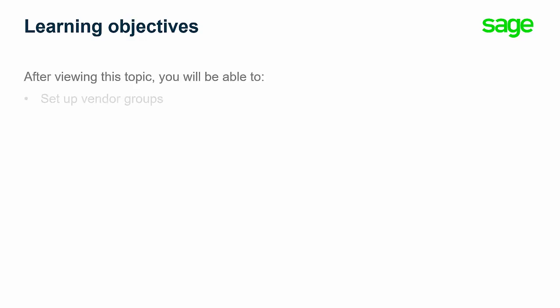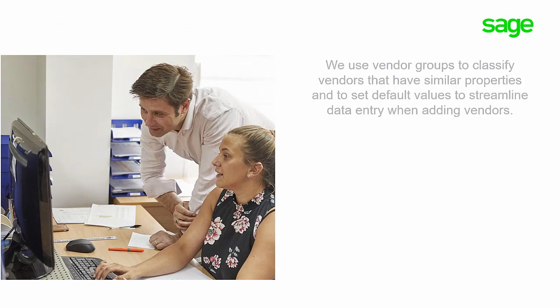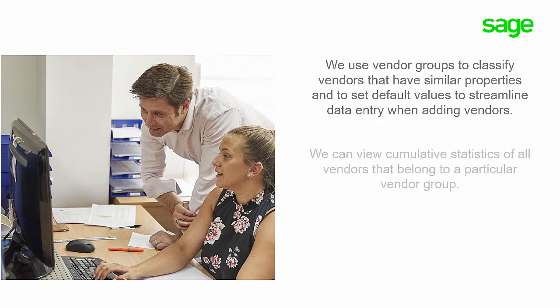Over the next few minutes, we will show you how to set up vendor groups. We use vendor groups to classify vendors that have similar properties and to set default values to streamline data entry when adding vendors. We can view statistics for all vendors that belong to a particular vendor group.